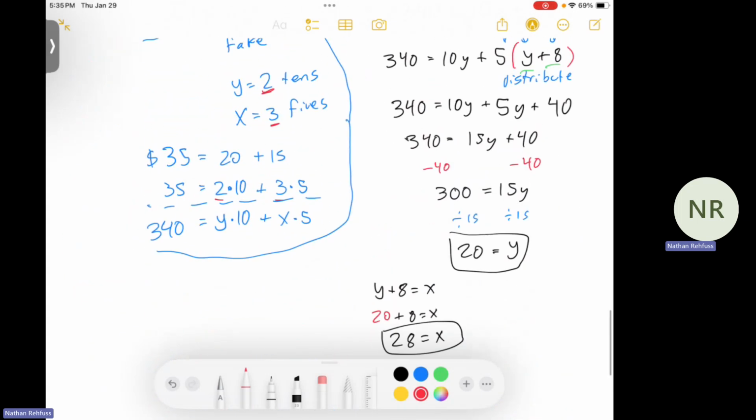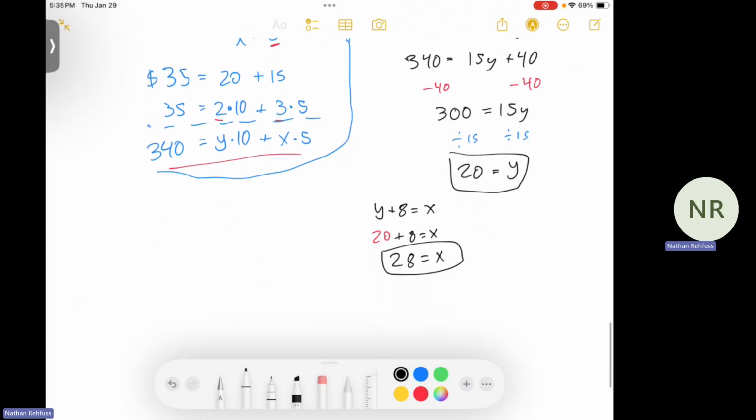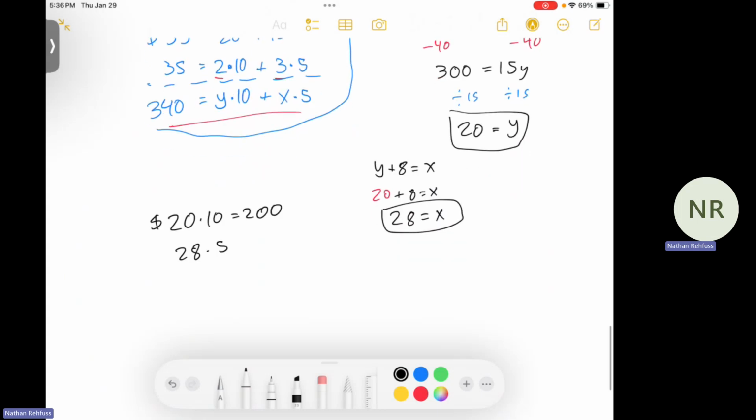Well, let's use this math again. I have 20 $10 bills worth $200. I have 28 $5 bills worth, I don't know 28 times 5. I do know that 28 times 5 is the same as 14 times 10, because 14 is half of 28 and 10 is twice 5. That's a fun math trick. So 28 times 5 must be 140. And 200 plus 140 is 340. So we got the right answer to this problem.